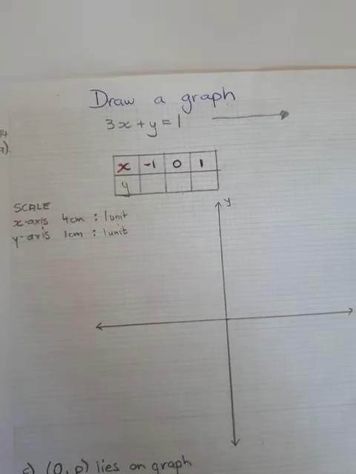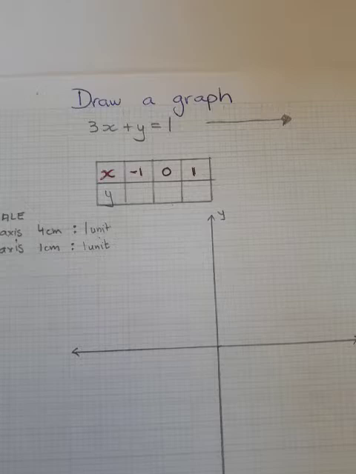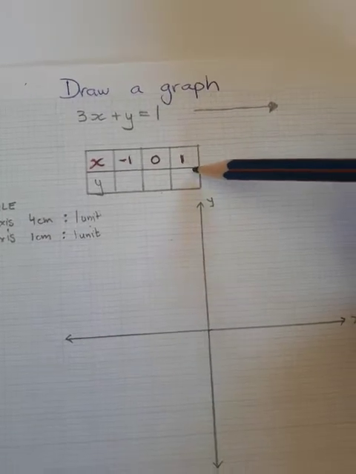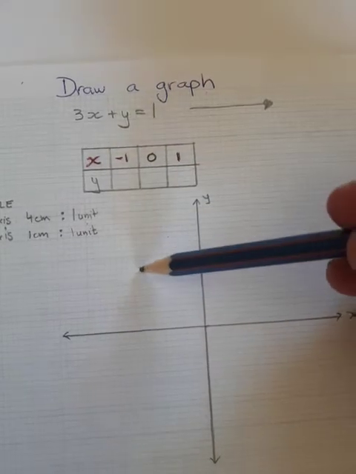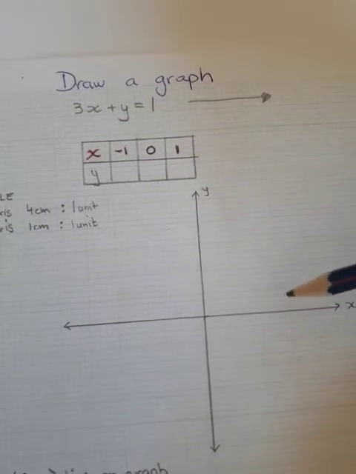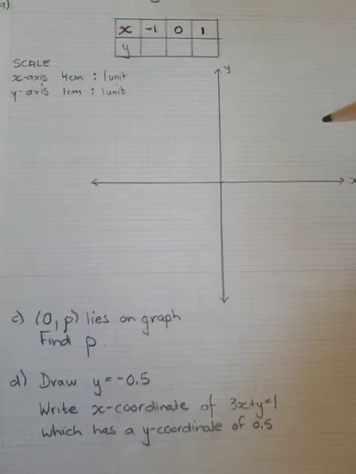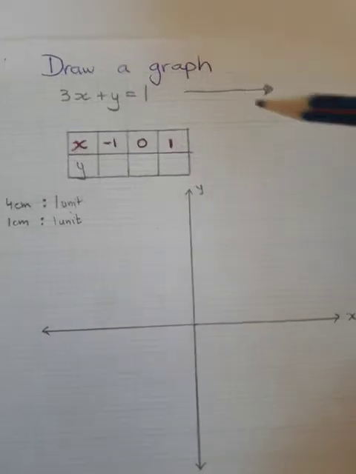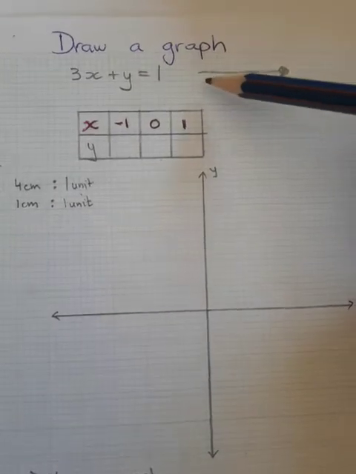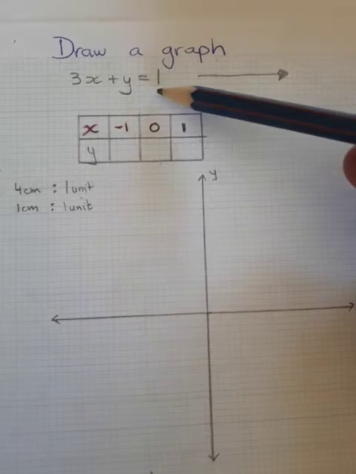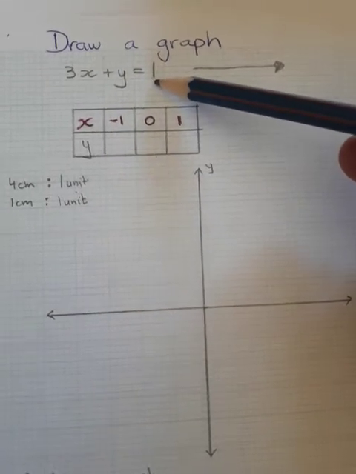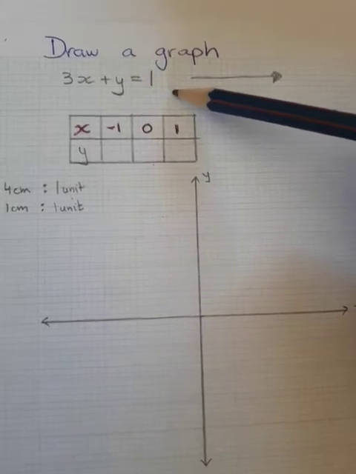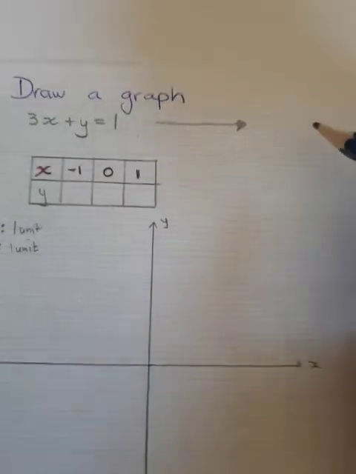Hello, this is a video on how to draw a graph, specifically how to calculate the coordinates, how to plot the coordinates and then draw your line graph, as well as some questions on the graph itself. So when we look at the equation that is given, it says 3x plus y equals 1. It is not in the standard format y equals mx plus c. So I will now first rewrite that.